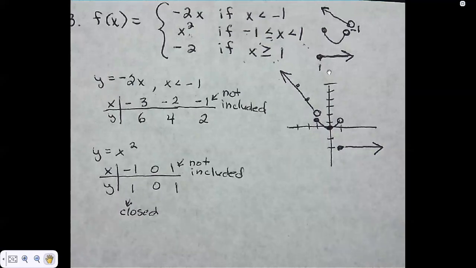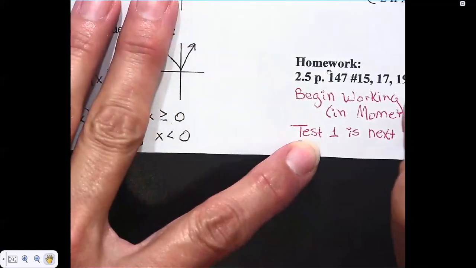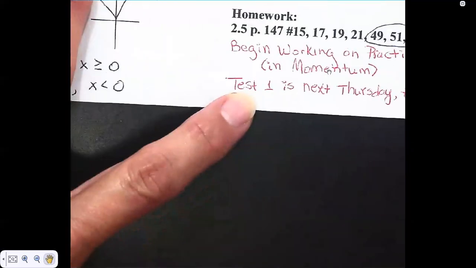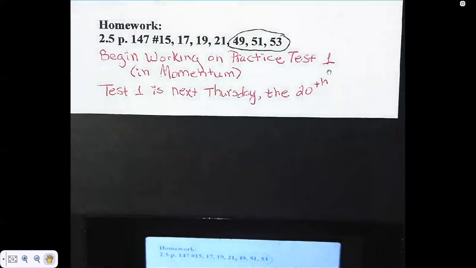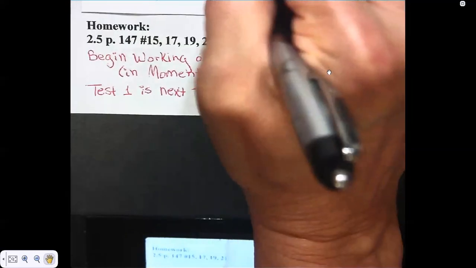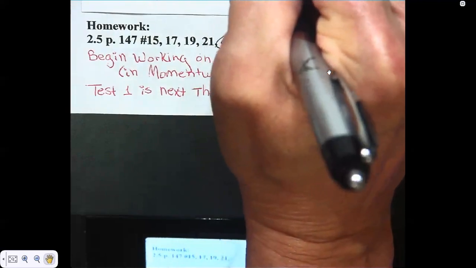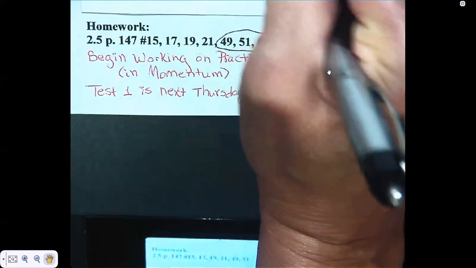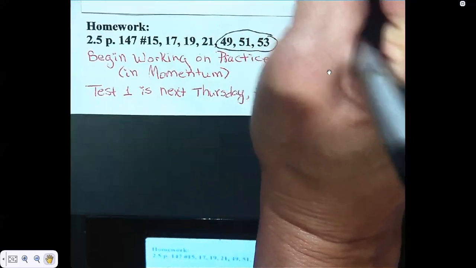All right. There were three piecewise functions in your homework. So if you haven't graphed those three yet, do that. Matter of fact, I'll even put it over here on tonight's homework. Page 147, number 49, 51, and 53.